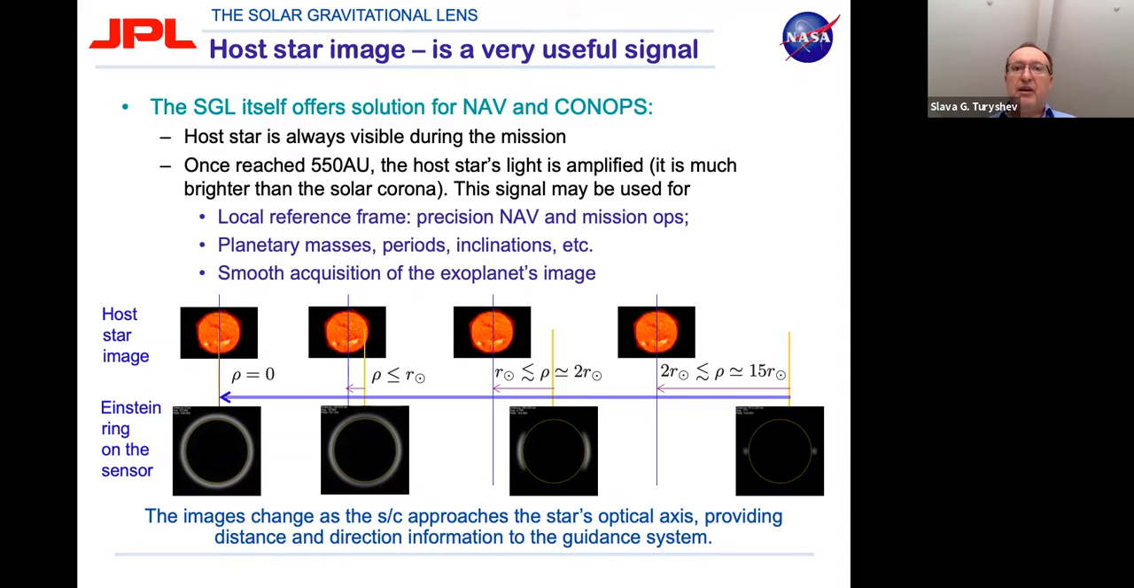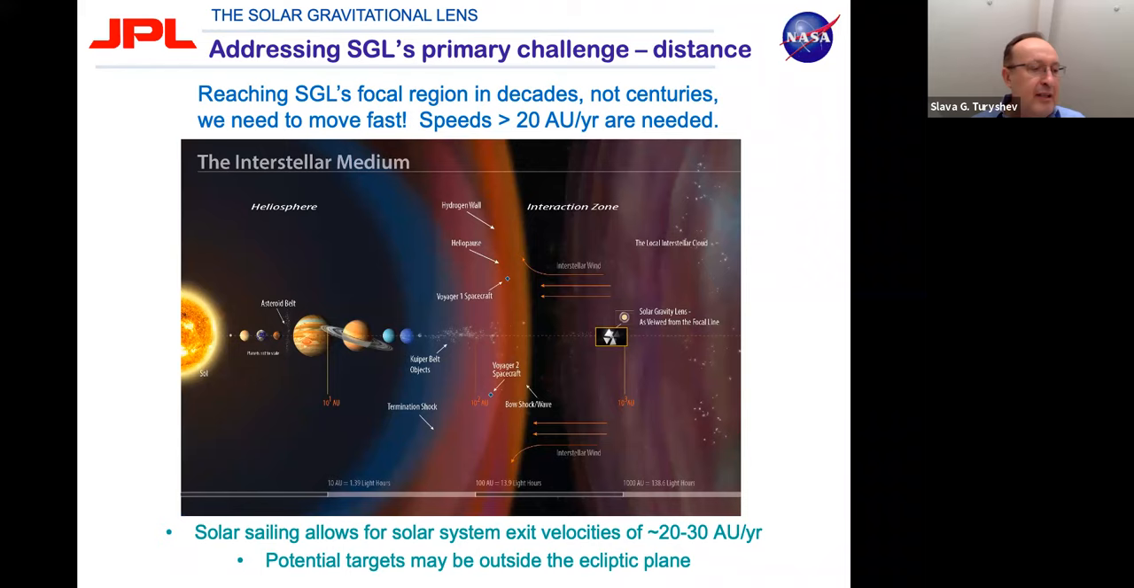So moving on, let's talk about the mission a little bit. I know the time runs fast. Realistically, to get to these large distances, we don't want to wait for a long time. The challenge is actually the distance, right? If the focal region were anywhere around the orbit of Pluto, we'd get there in the next decade. But the challenge here is how to get to where the focal region of the solar gravity lens opens up within a decade, not centuries. So we need to move fast.